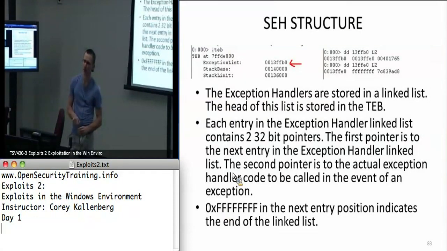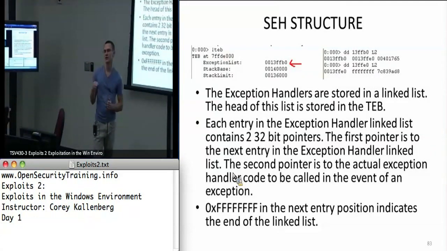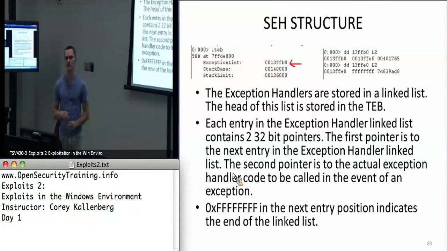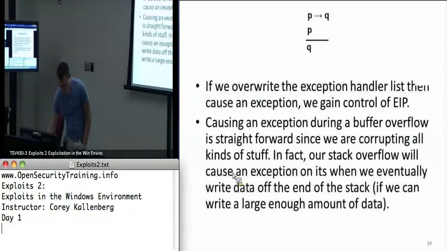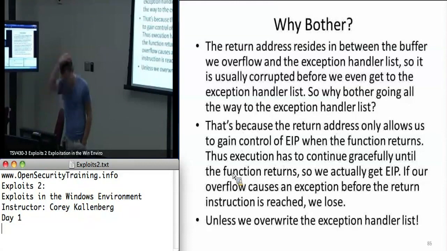However, if we have overwritten one of those exception handlers, when the exception occurs, before the process dies, it's going to call that function pointer and we'll be able to execute our shellcode. So we don't have to worry about the process surviving, because it's okay if the exception is generated, because then we'll just gain control of the IP. Okay, so does everyone sort of follow the logic of why that is going to be more useful than the return address?